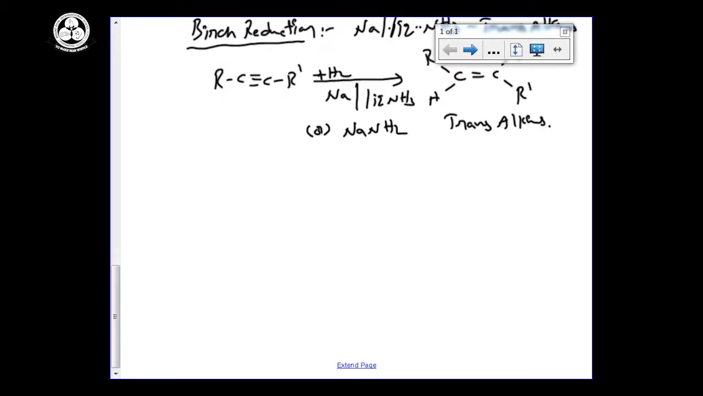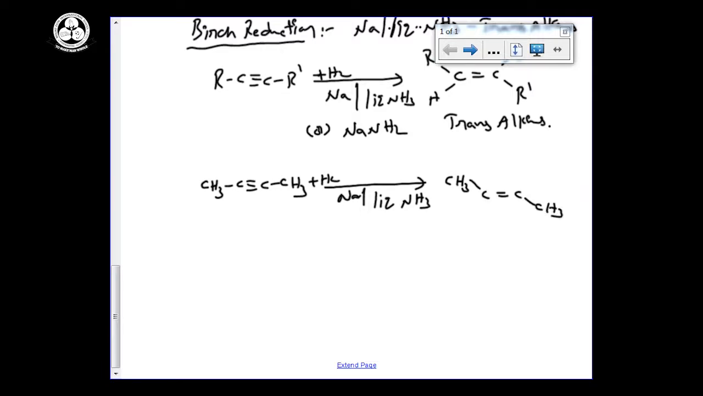This is a general example. A normal example you can see: CH3, C triple bond C, CH3. I am doing the reduction. Reduction means addition of hydrogen. I am using sodium in the presence of liquid ammonia. Then we can get CH3, C double bond C, CH3, with H and H. This is how trans-alkenes can be prepared. This is an incomplete reduction.